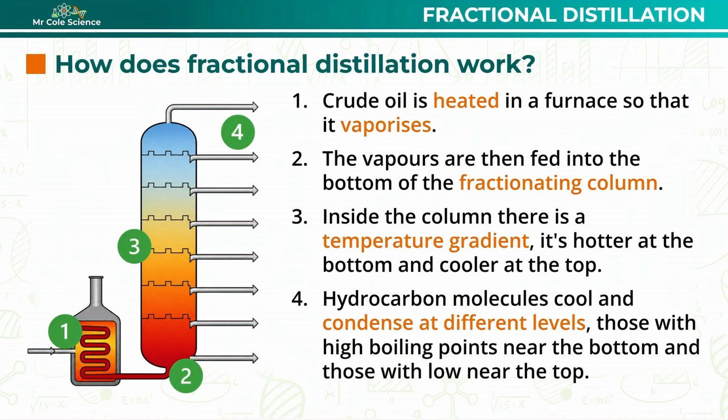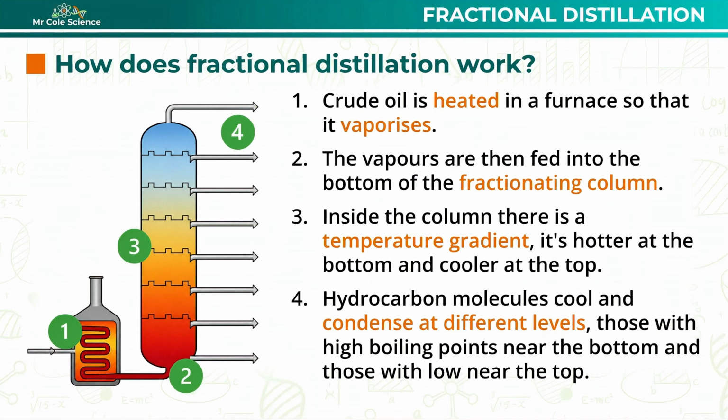Hydrocarbons with relatively high boiling points condense quite quickly, because the temperature lower down in the column is closer to their boiling point. As a result, they are collected lower down in the column. In contrast, hydrocarbons with lower boiling points need to cool much more before they condense. They therefore travel much further up the column before condensing and are collected much higher up. So by the time the vapours have travelled through the fractionating column, the original mixture of hydrocarbons has been separated into a series of different fractions, each containing a mixture of hydrocarbons with similar boiling points.